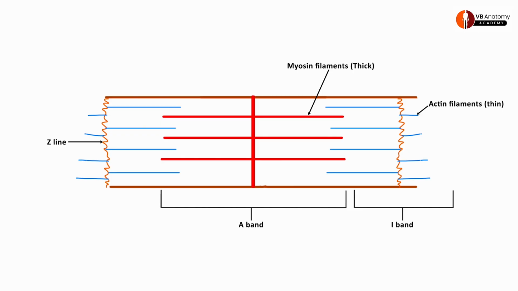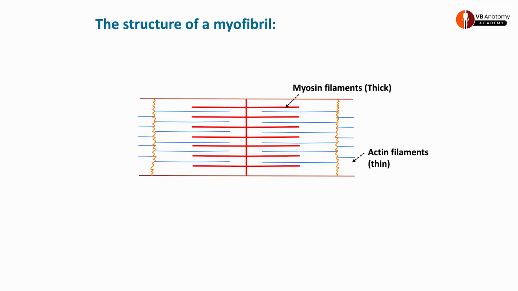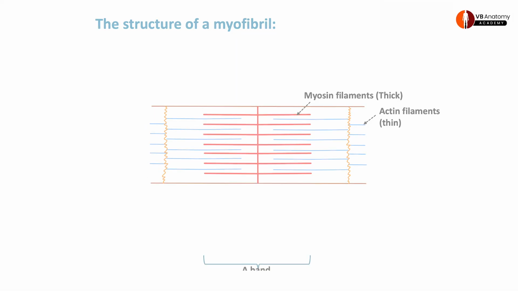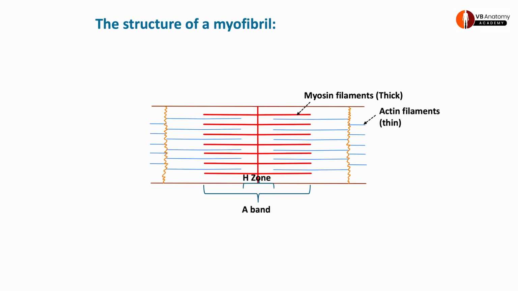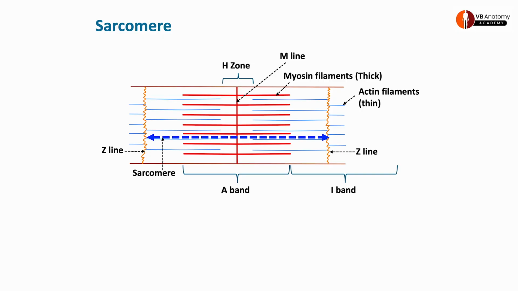Let's label what we have drawn now. So, thick filaments, myosin filaments, thin filaments, actin filaments. A part of it that looks dark is called the A band, a part of the myofibril that looks light is called the I band. In the A band, you will find a lighter zone called the H zone, where only the thick filaments are there, in the center of which there is a single line called the M line. In the light band, I band, you find a single line called the Z line. And the distance between two Z lines is called a sarcomere.